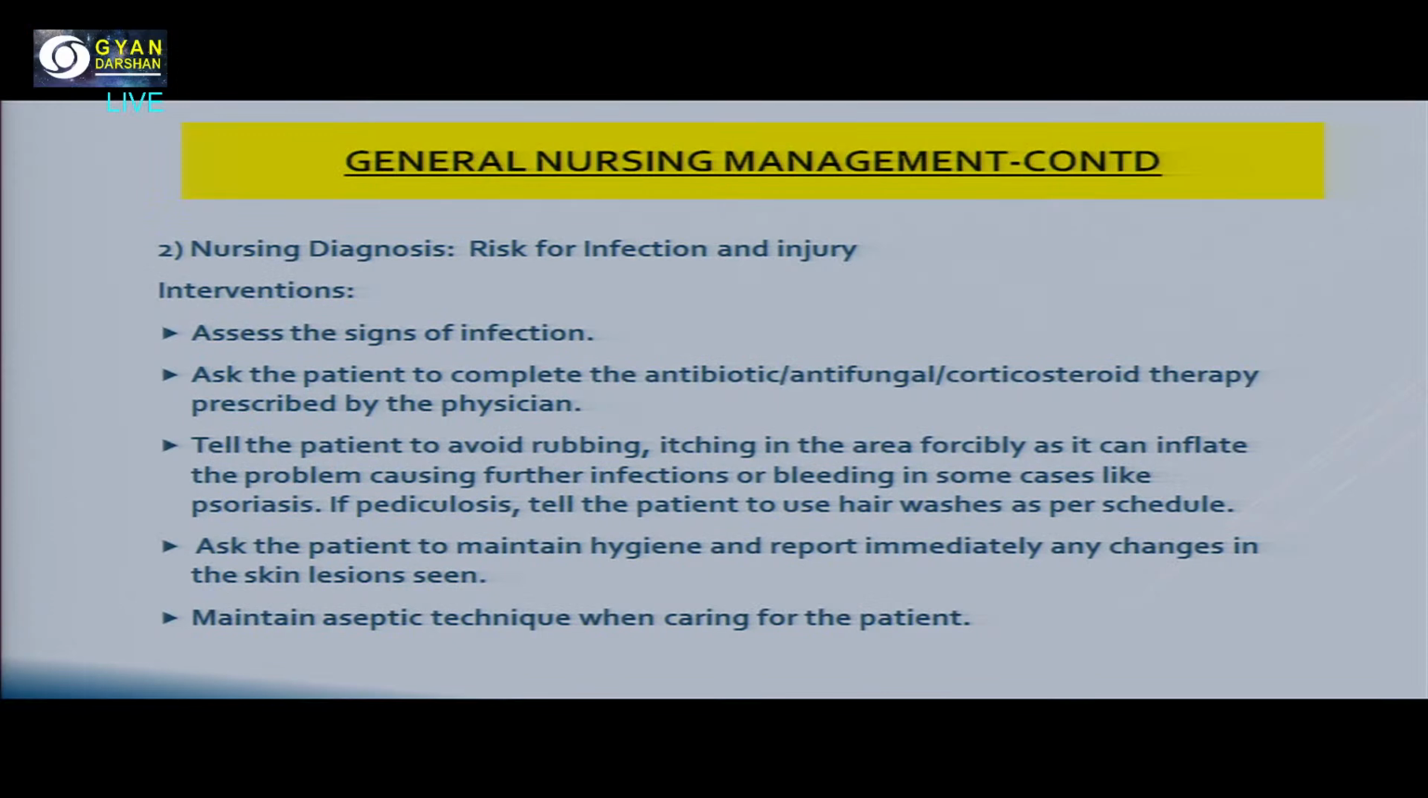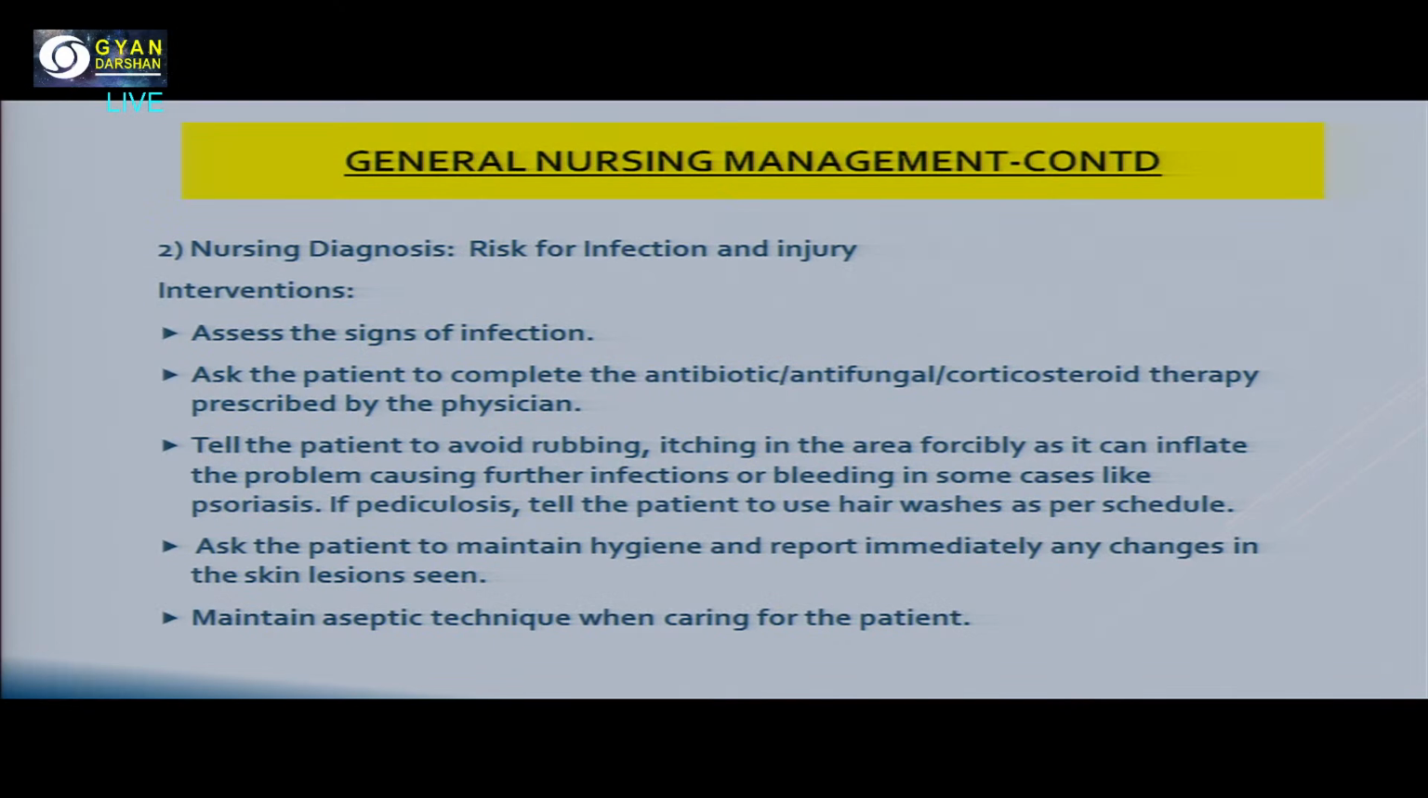Next is risk for infection and injury. We know the skin has broken down, there are lots of problems, and there may be many secondary infections, so we need to help the patient. We need to check him regularly for the signs of infection. We need to get any antibiotic prescribed and give it to the patient. Antifungal or corticosteroid therapy based on the patient's diagnosis can also be given as prescribed. Then we need to tell the patient to avoid rubbing and itching the area, to avoid any kind of bleeding, especially in patients of psoriasis.